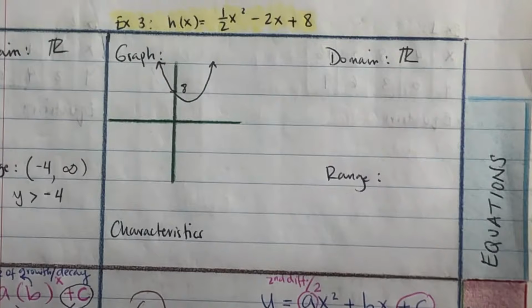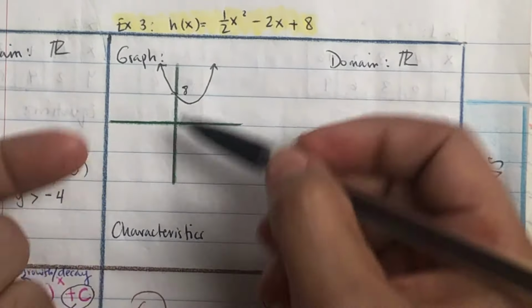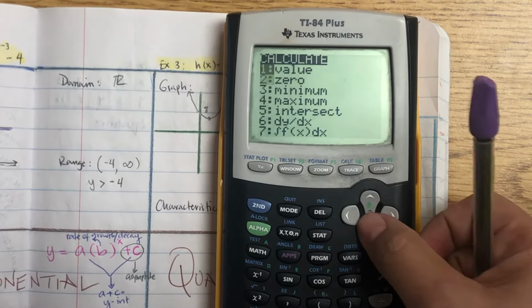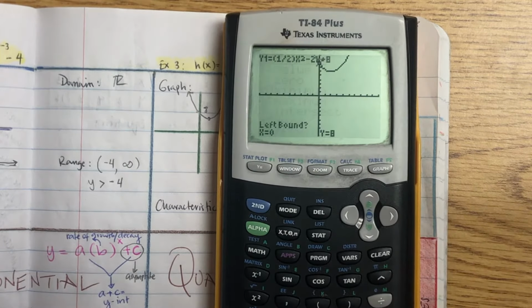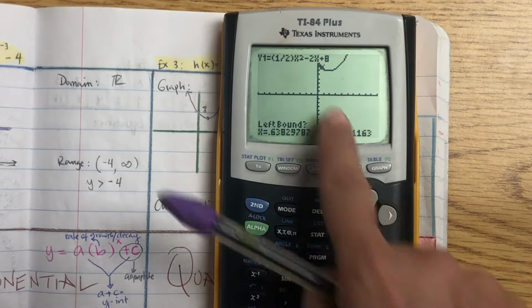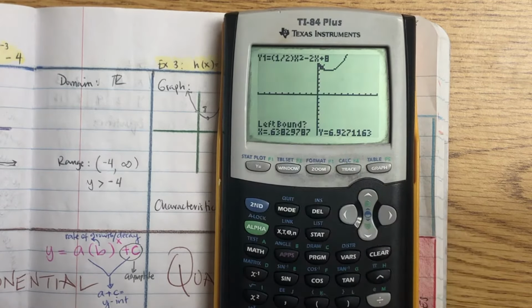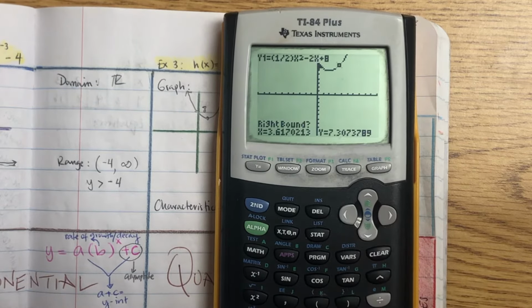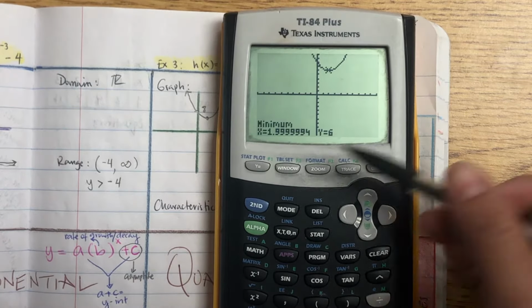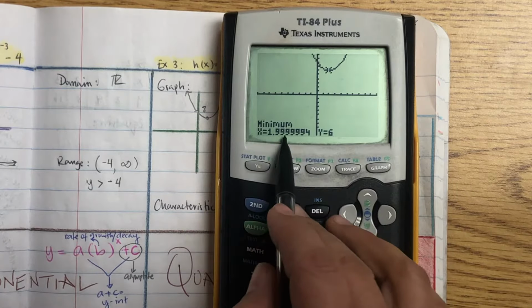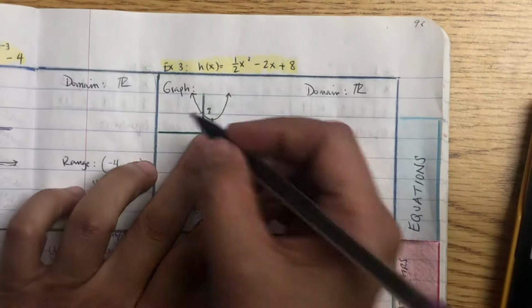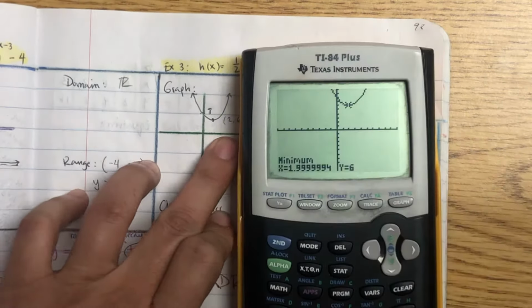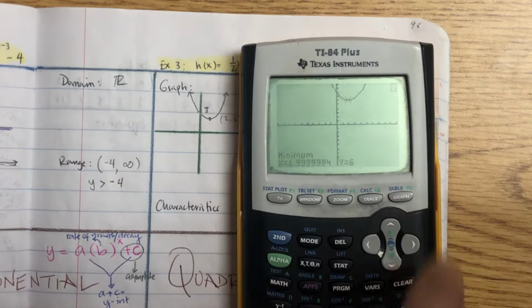For the quadratic, it's the bottom to the top, so you need to find the vertex. Second, calculate. And I'm going to go to my minimum. I go to the left, so you follow that little X thing, right? To the left, press enter, and then I go over to the right. I press enter, and then I press enter again, and it's going to tell me the minimum is 2, 6. So this minimum right here is 2, 6. Another way I could find that is hit second table. This is probably faster.